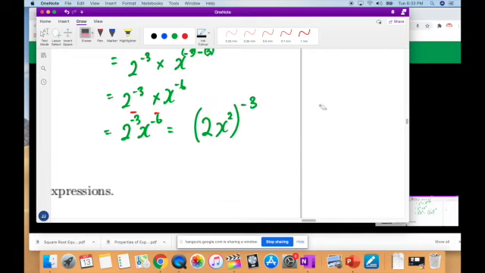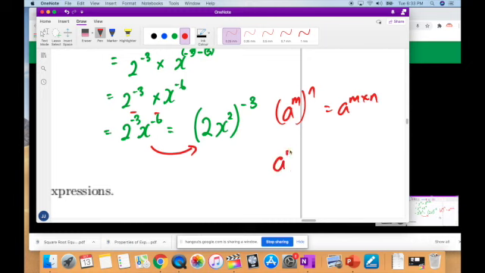Yes. So you can see here that I used that rule backwards now. So the rule that I used was, what was it? a to the m, all to the power of n, is a to the m times n. But I used it backwards. In this case, I had a to the m times n, and I decided to pull out the n and have a to the m all to the power of n. And I did it with 2 of them.